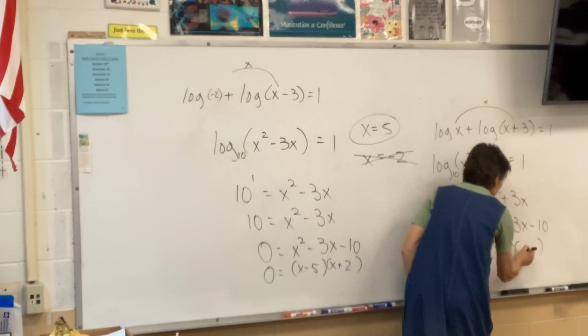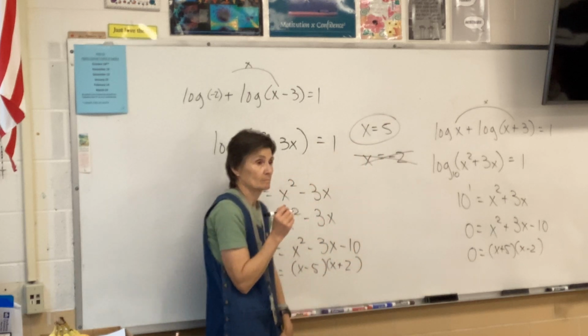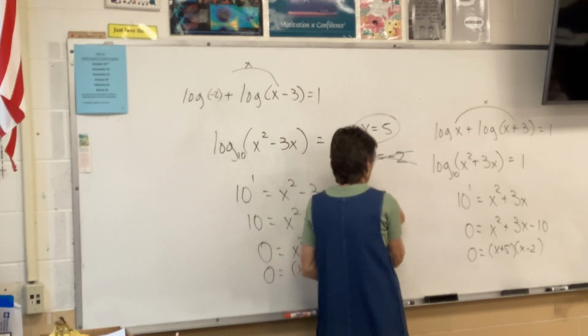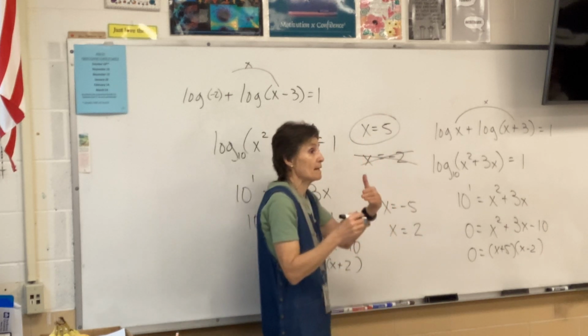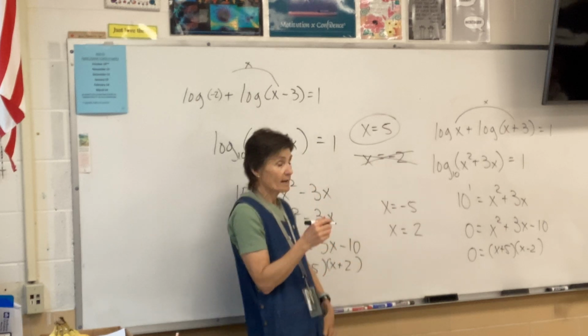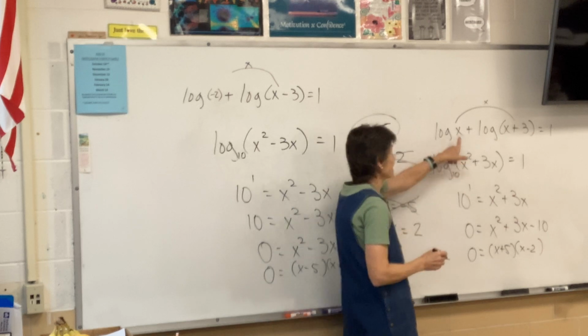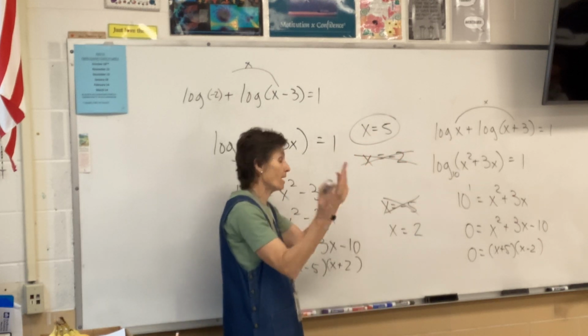x plus 5, x minus 2 this time? So two answers again, -5 and +2, and just like before, what's gonna happen? Gonna have an extraneous. You can't take the logarithm of a negative number. So whatever x is, it cannot be negative.